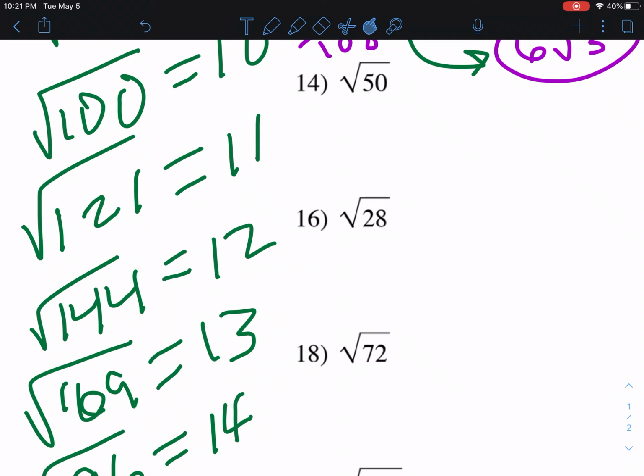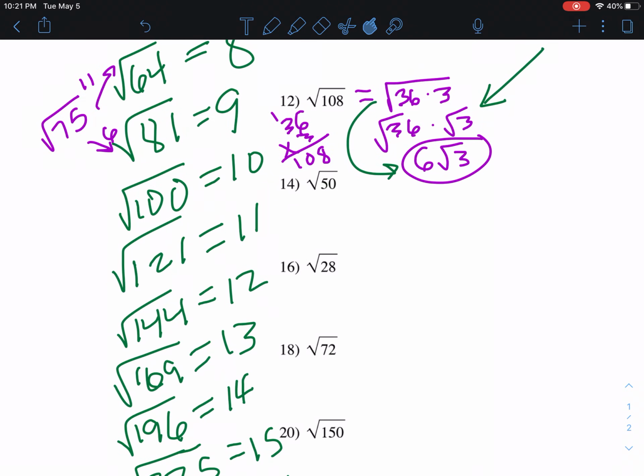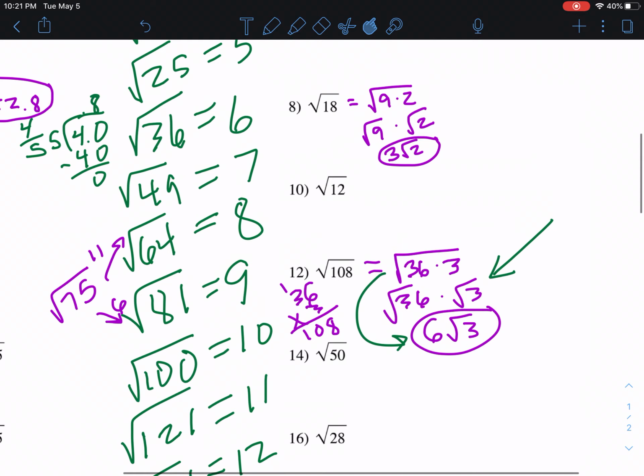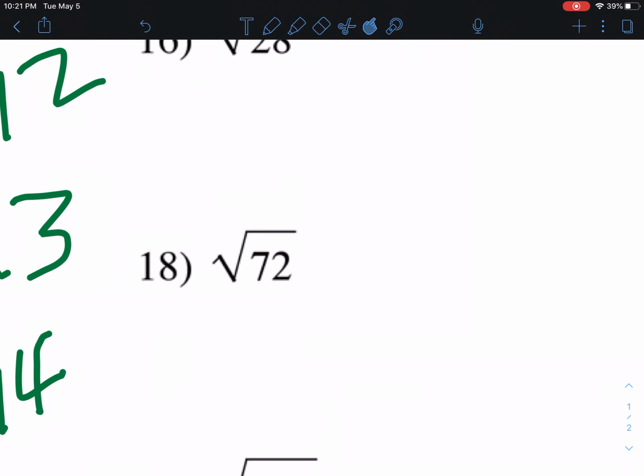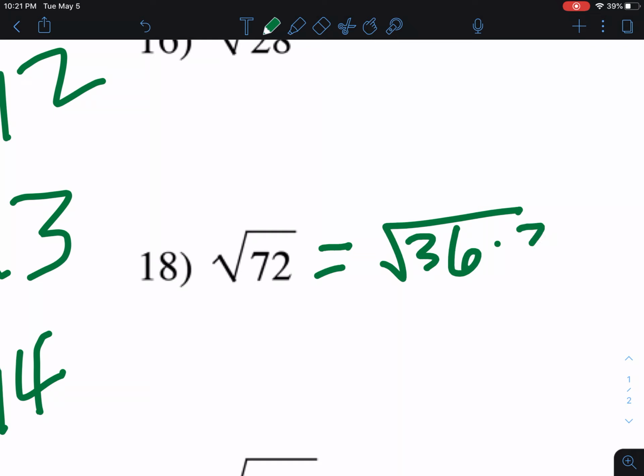And so let's start with half of 72. What is half of 72? 36. So we're going to look, is 36 on our list? And well, yeah, it is. We just used that one, right? So the square root of 36. So we're going to break this one into the square root of 36 times 2.